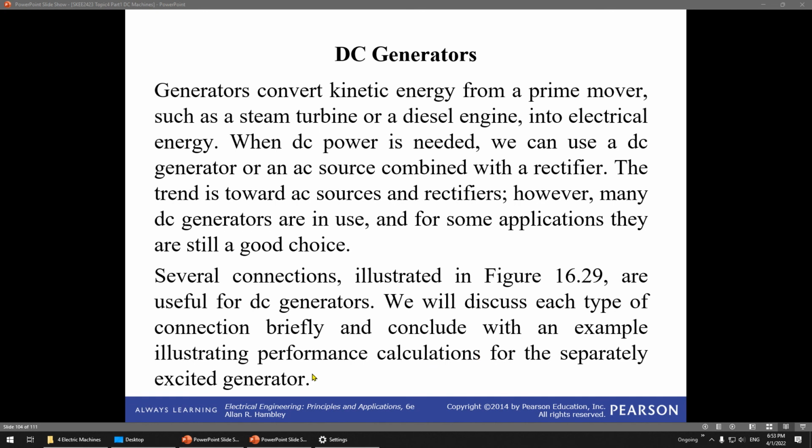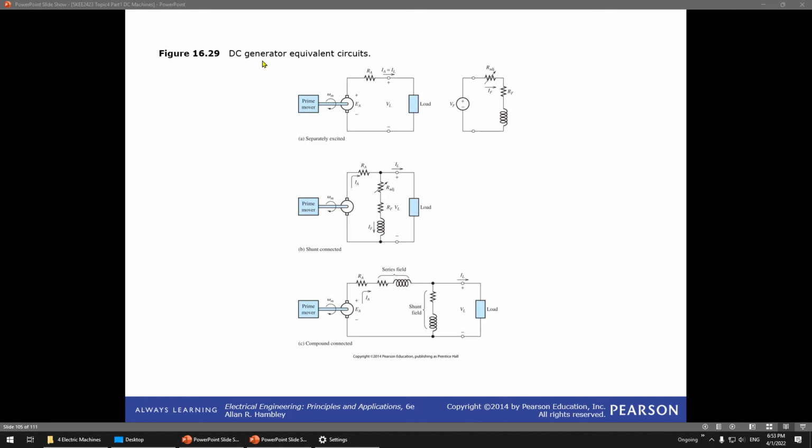Separately excited generator. You can see here, this is a DC generator equivalent circuit. You have a prime mover, you have RA, IA, IL. This is the load. So this is basically separately excited. You can see here you have a VF, so you have the field. This field will produce flux for the EA.